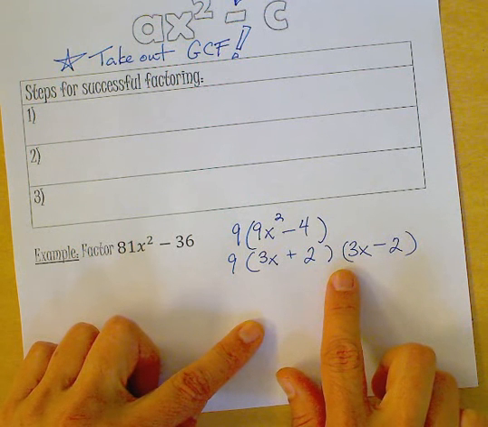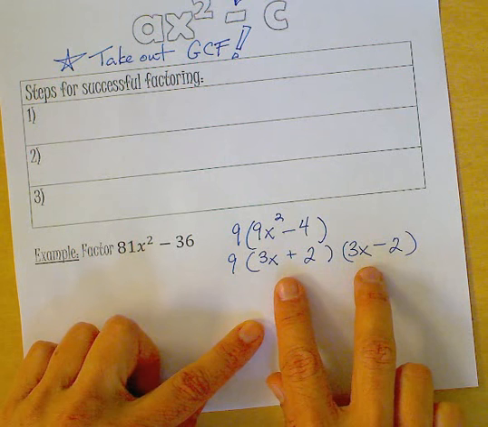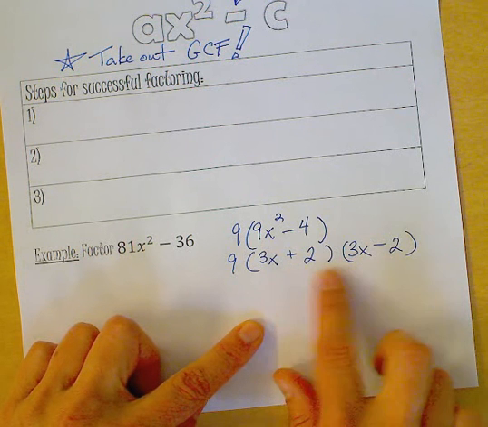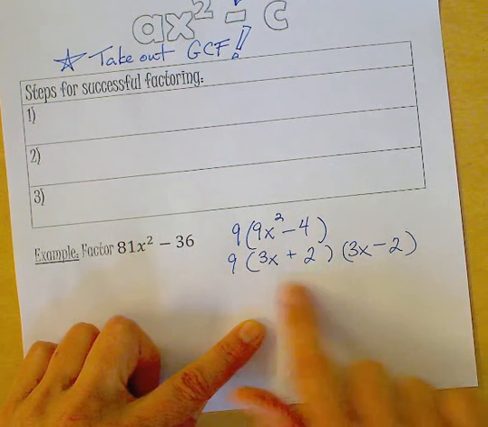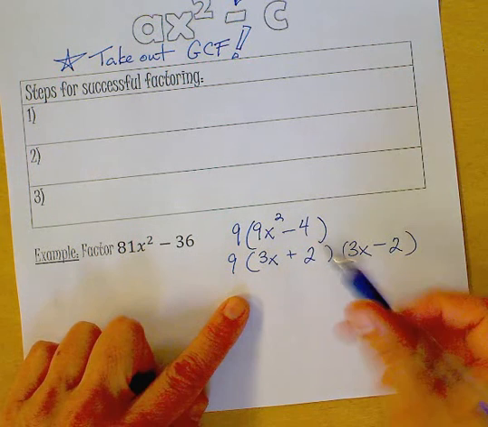Because a positive and a negative will cancel when you add it. So the inner and the outer add to 0. Watch. 6x minus 6x is 0, and that's why there's no term in the middle.